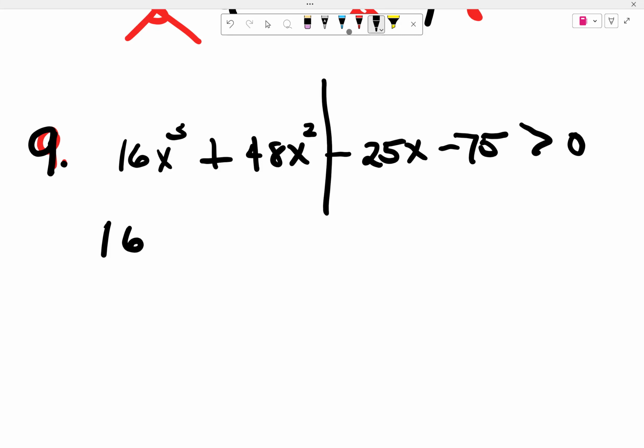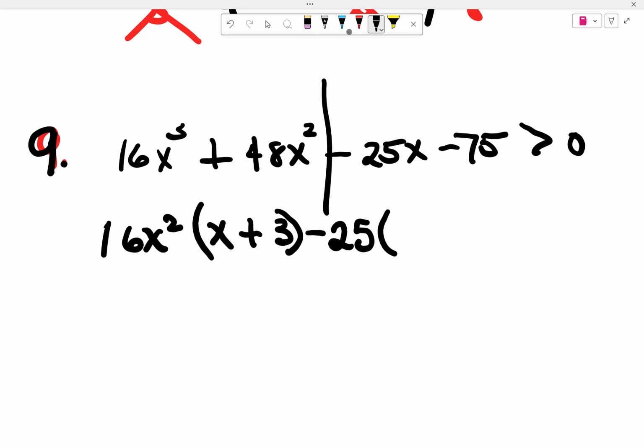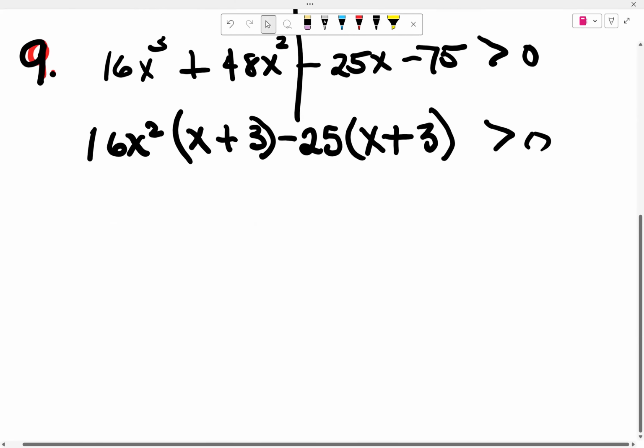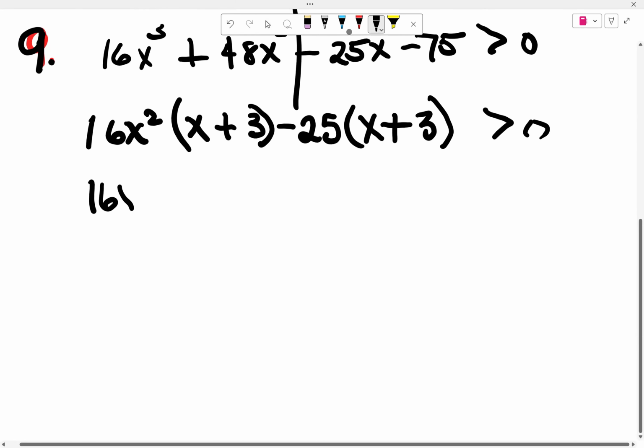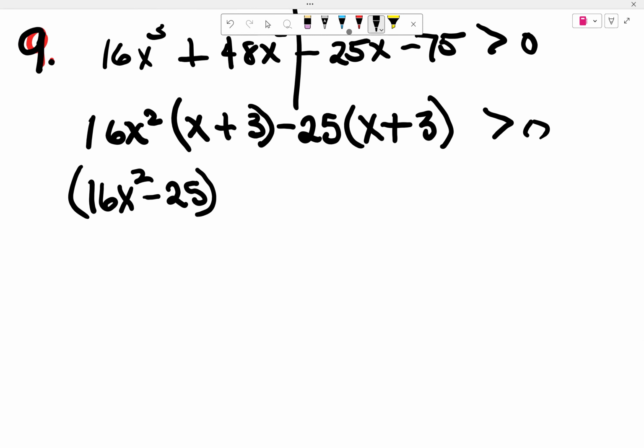I'm going to take out 16x squared. This is going to leave me x plus 3. If I take out a negative 25, this is going to leave me with x plus 3 again. And obviously greater than 0. So that means that I have a perfect square here. So 16x squared minus 25, and here I have x plus 3. And this is all greater than 0.